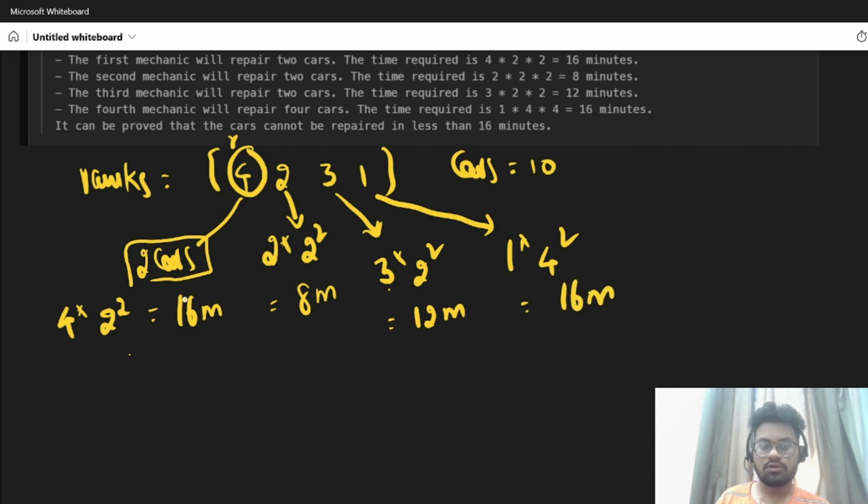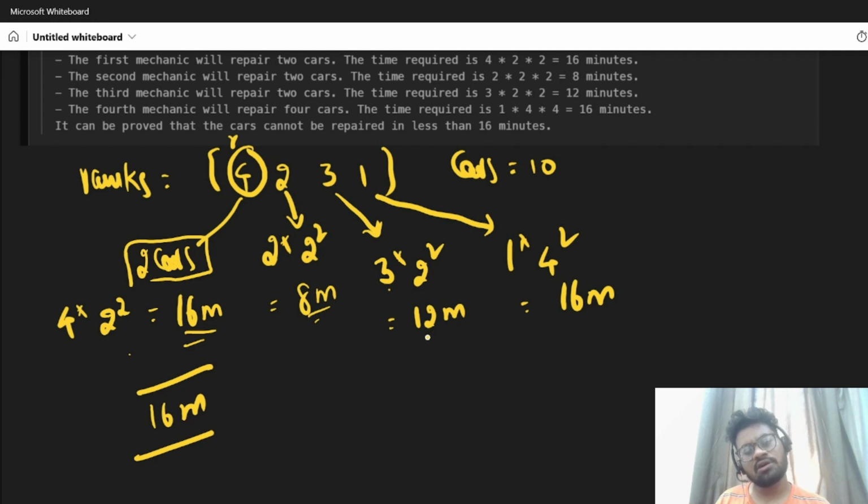So in order to repair all the cars, we require 16 minutes. How is this 16? The first mechanic will repair his two cars in 16 minutes. The second mechanic will repair in 8 minutes, and he will be free for the remaining 8 minutes. The third mechanic will repair his two cars in 12 minutes, and will be free for 4 minutes. The fourth mechanic will repair all his four cars in 16 minutes. To club up all the things, the total time required for all 10 cars to be repaired is 16 minutes. So how do we solve this problem?